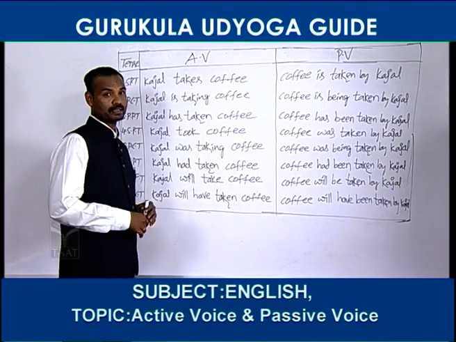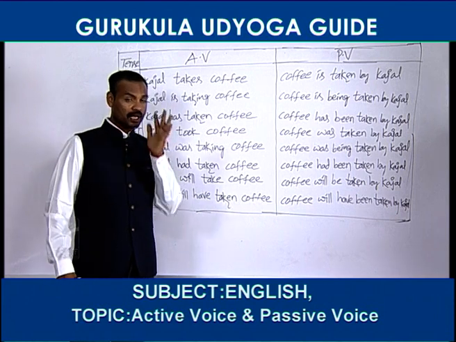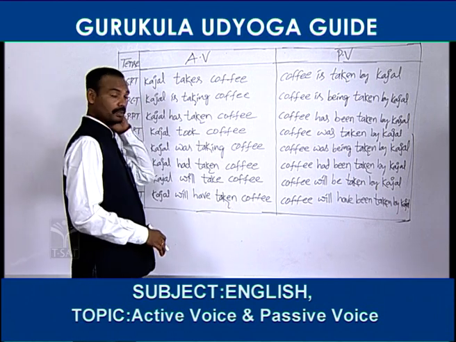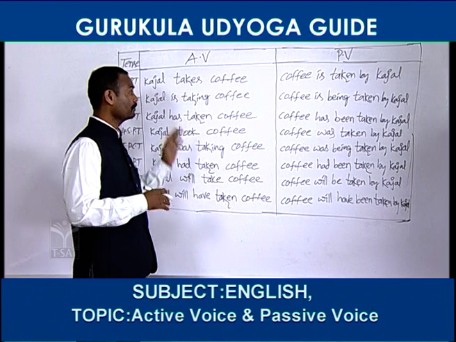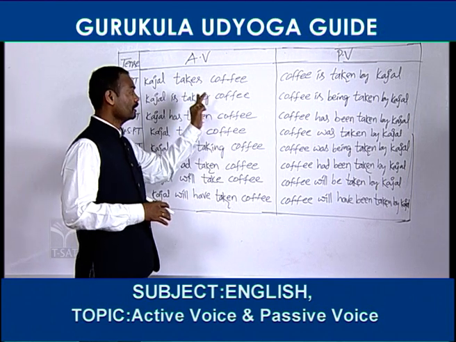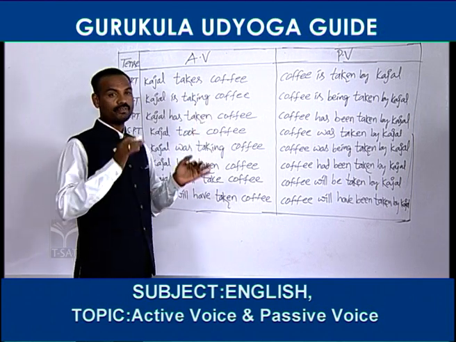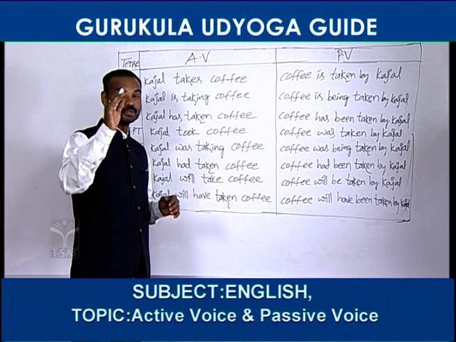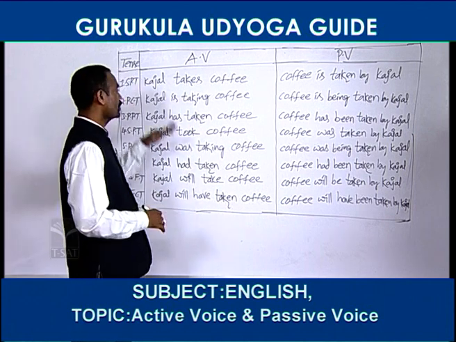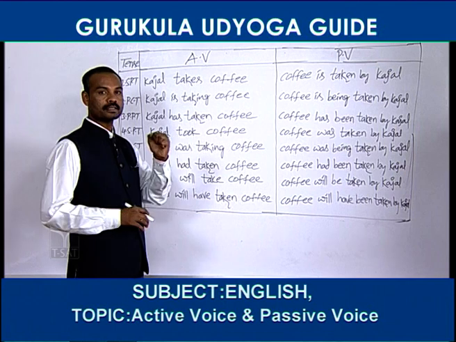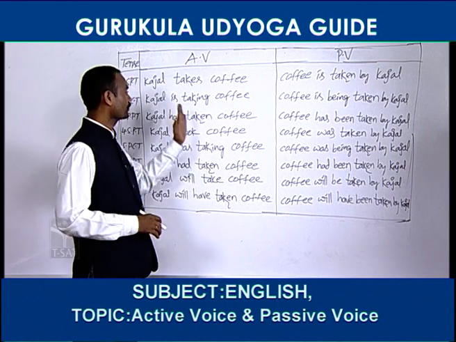In the previous class also, I gave you a small introduction about this table. Once again I am going to explain this table. It is a very important table of active voice and passive voice. It helps you a lot because this table contains almost all the tenses.